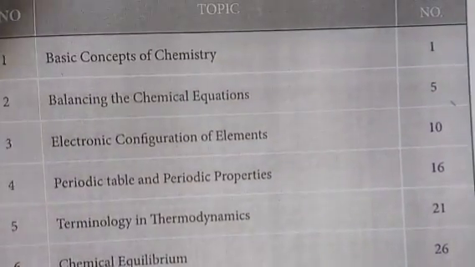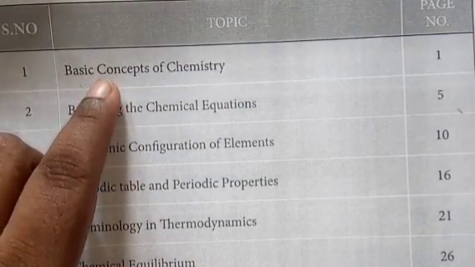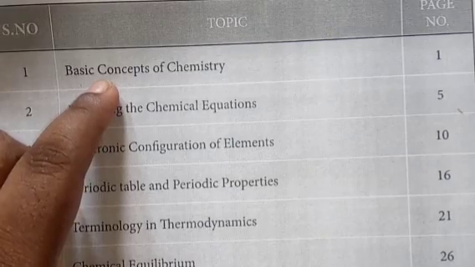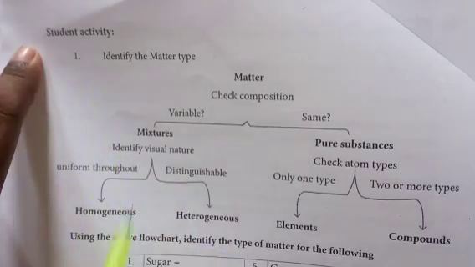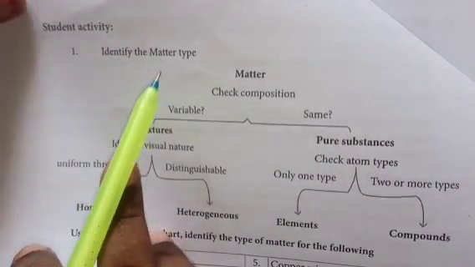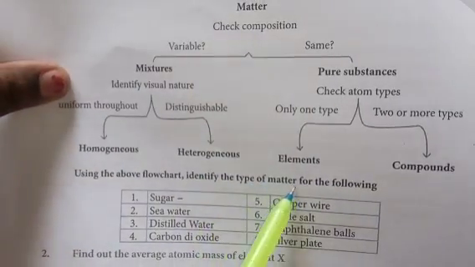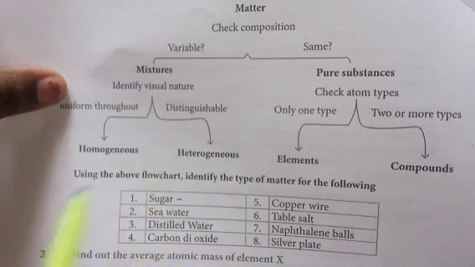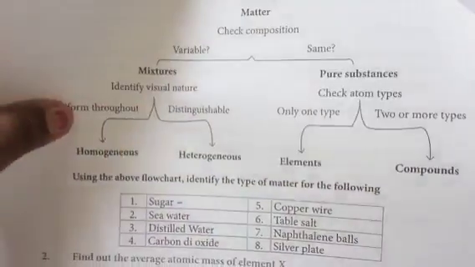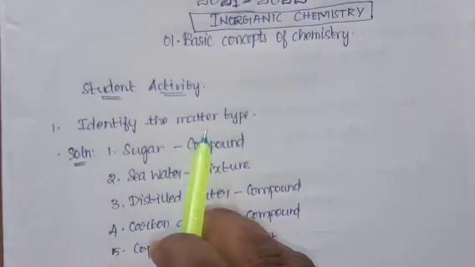Now we can go. First we are going to see the lesson Basic Concepts of Chemistry. In this lesson, we are going to see answers for student activity and assessment. First, in the student activity, they have asked us to identify the matter type. They have given a flow chart, right? We have to identify the type of matter for the following. For sugar, what is the matter? For seawater, what is the matter? We have to find.